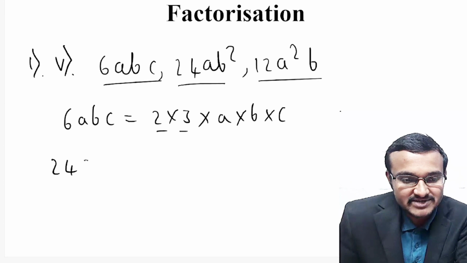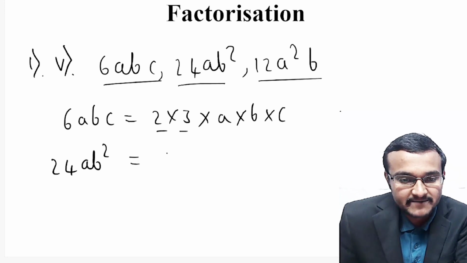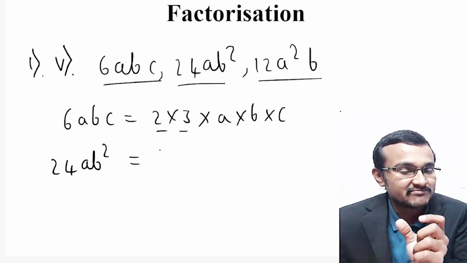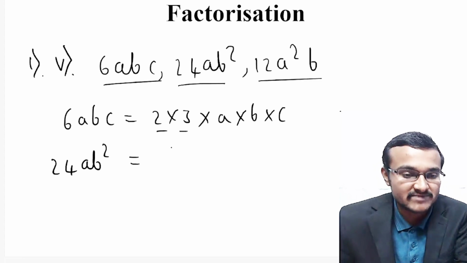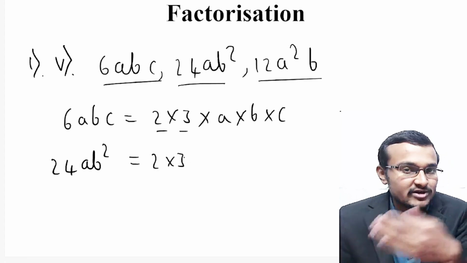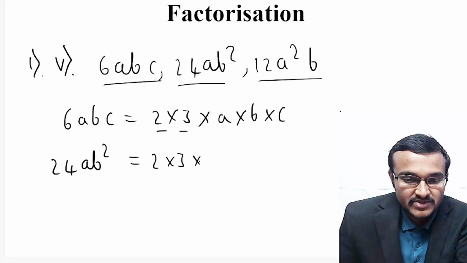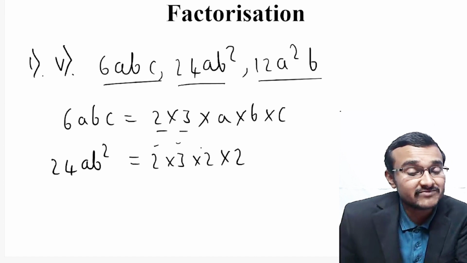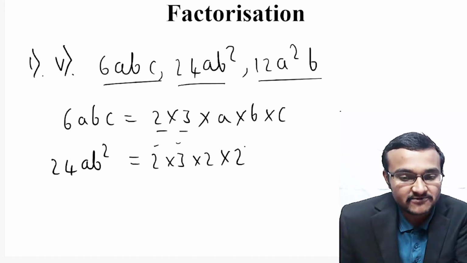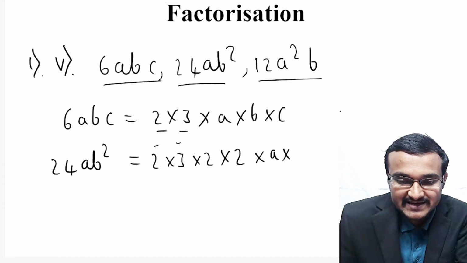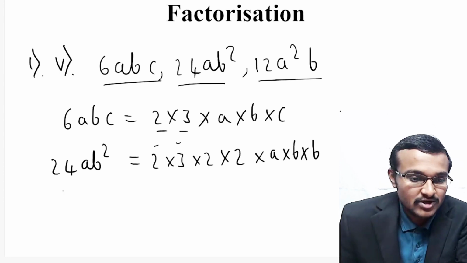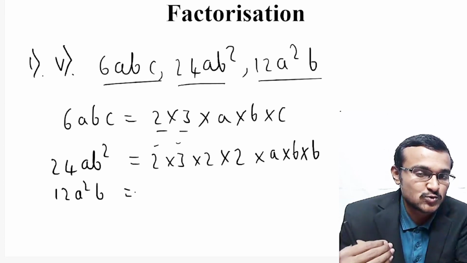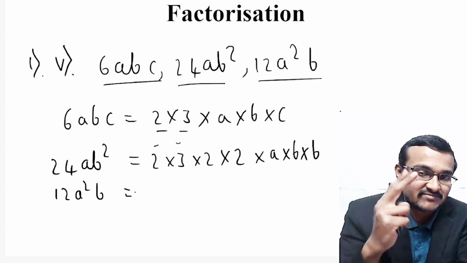So let us take the second term, that is 24ab square. So 24ab square can be written as 6 into 4. Here 6 and 4 are not prime numbers. So again you can reduce that 6 to prime numbers, that will be 2 into 3, and 4 can also be reduced to 2 into 2. So 2 into 2. Now you can multiply this. 2 into 3 will be 6. 6 into 2 will be 12. 12 into 2 will be 24. So now ab square is there. So a into b square is b into b. So let us take 12a square b. 12 also you can reduce to prime factors. 12 will be 6 into 2. 6 can be reduced to 2 into 3.